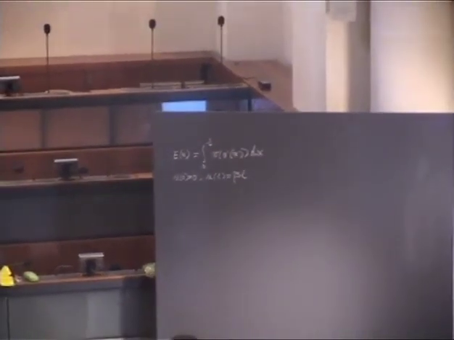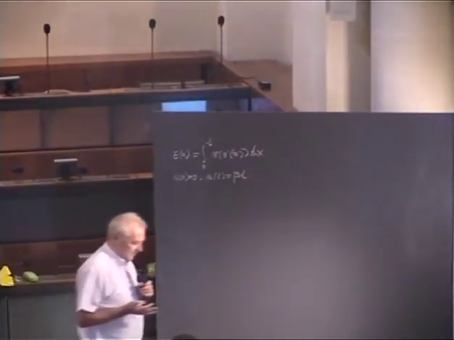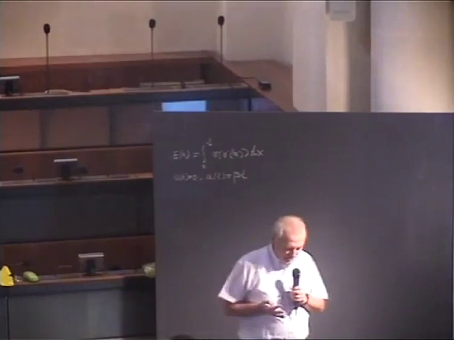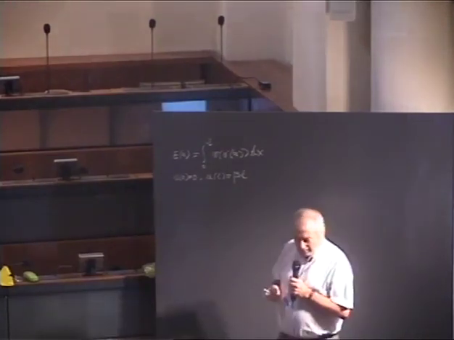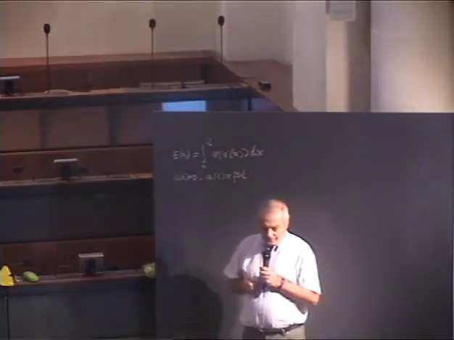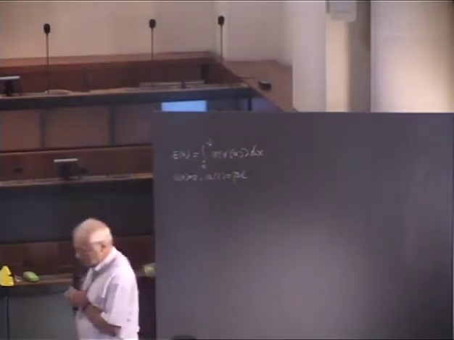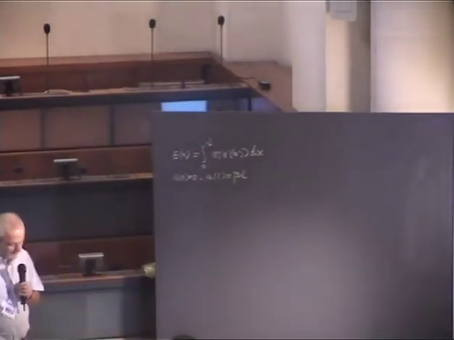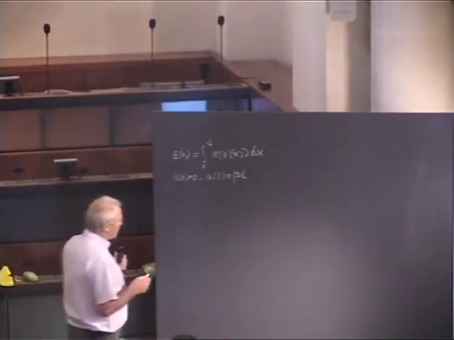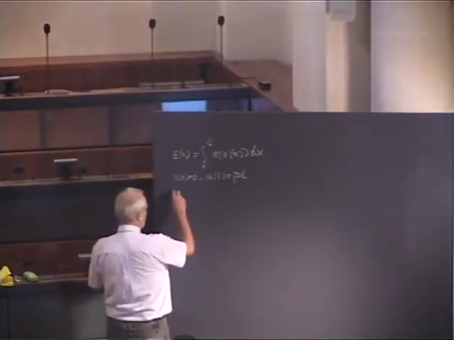And we wish to solve this problem, that means to find the equilibrium equations, by minimizing the energy. So, the classical way of the calculus of variations is the following. I consider a perturbed configuration.